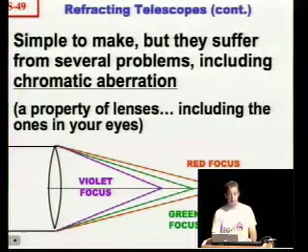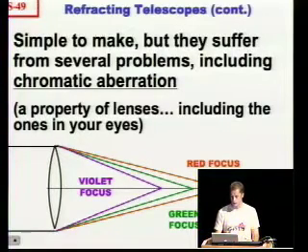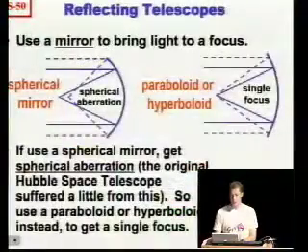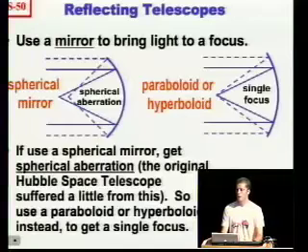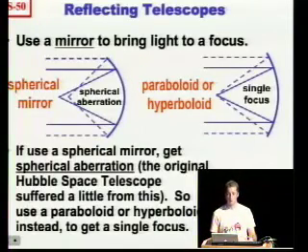And so instead, astronomers have a different solution. These days, they avoid refracting telescopes altogether, and instead they use mirrors. They use reflecting telescopes, which use reflections of the light to a focal point. So reflecting mirrors don't have chromatic aberrations. All colors of light bounce off a mirror at the same angle.